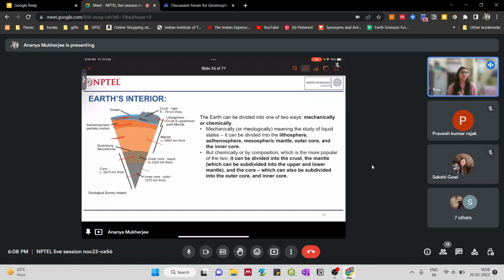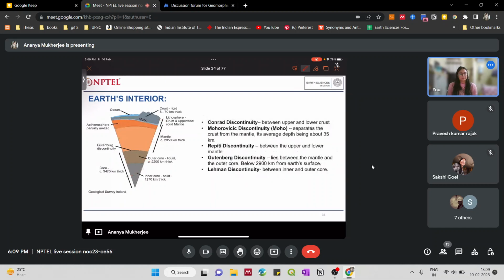Okay, different layers: crust, mantle, core. These are the three important layers that we consider when we are talking about the Earth as a whole. So next, obviously the transition between these layers is not a continuous or gradual transition.